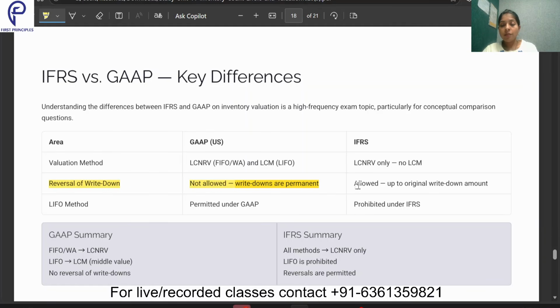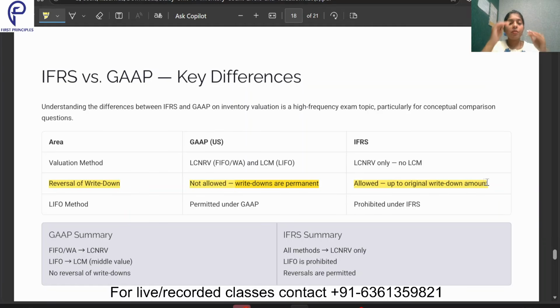So in IFRS, whereas it is allowed. That means my inventory value was 10, say it reduced to 8 and then it later became 10. In US GAAP, if you have reduced it once, you cannot make it back 10. This reduction in the value of my inventory is going to be permanent. But if it would have been the case of IFRS, we can increase it up to 10. We cannot go further than that.